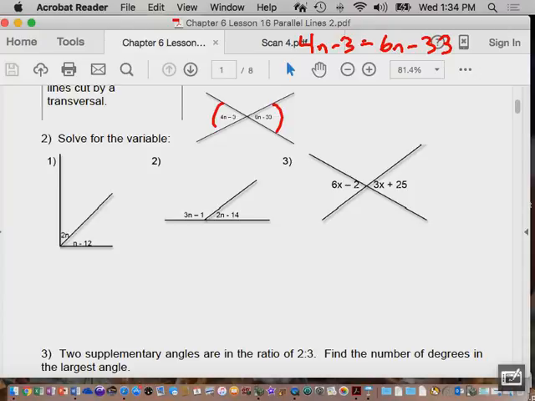Is this a same side situation or an opposite side? Opposite side. And it's helpful to remember we always start with the smallest number of n's. You don't have to do it that way, but it is a very sound way.